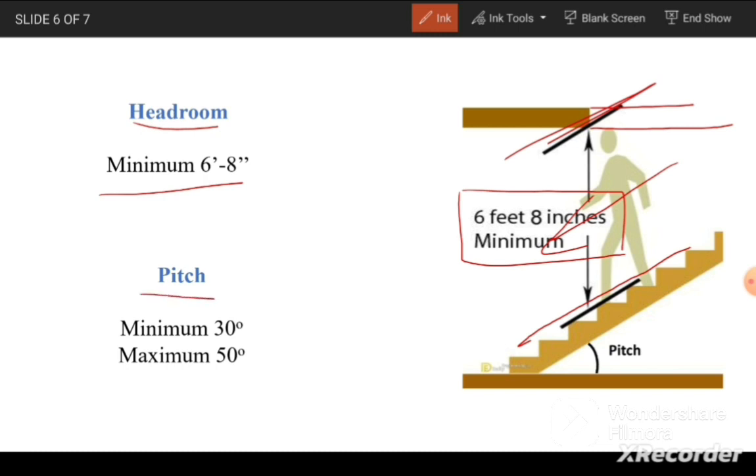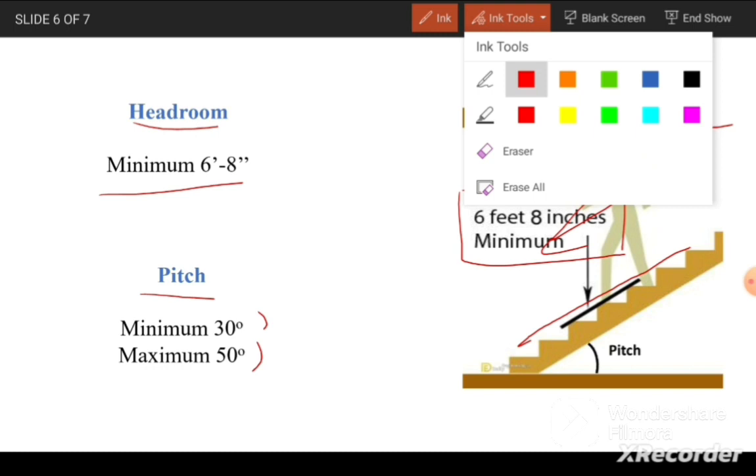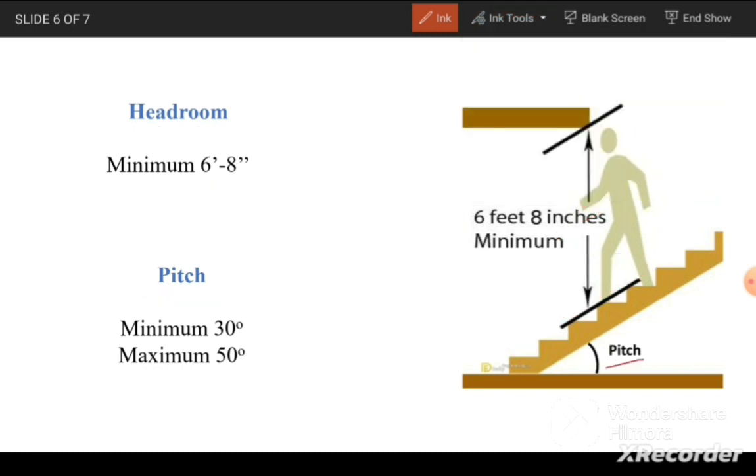And the pitch, the slope of the stair, should be more than 30 degrees and less than 50 degrees. If the pitch is very low, less than 30 degrees, the length of the stair will increase considerably. And if we increase it to more than 50 degrees, the stair will become too steep to climb. So we need to keep the pitch between 30 and 50 degrees.